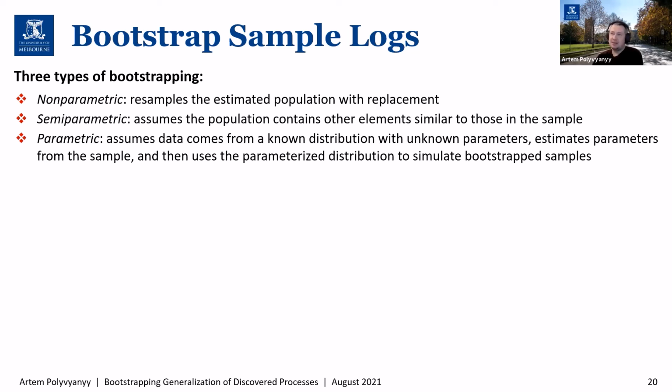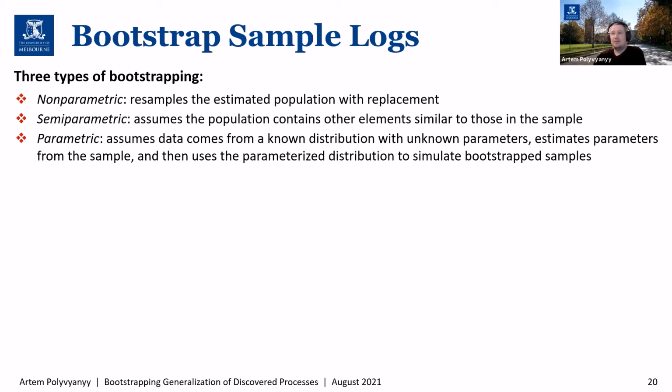In semi-parametric bootstrapping, we say that in the real population, we can have elements which are similar to elements that we see in the sample that we have, but they can be different from what we see in the sample. So there can be noise present in the bootstrap samples. And in parametric bootstrapping, we say we know that our data comes from a certain distribution, but we don't know the parameters of that distribution. So we estimate those parameters from our sample, and then we simulate bootstrap samples from the distribution configured based on the parameters estimated from our sample.